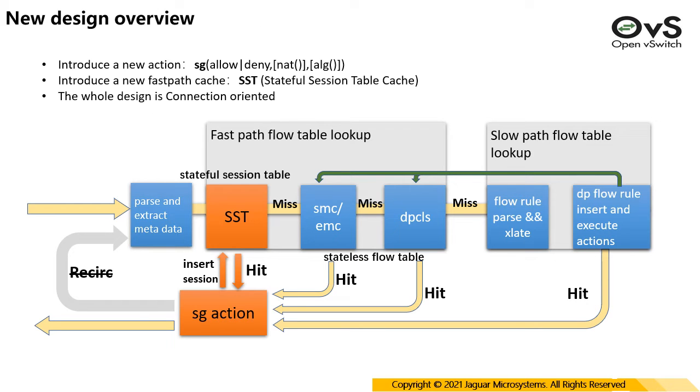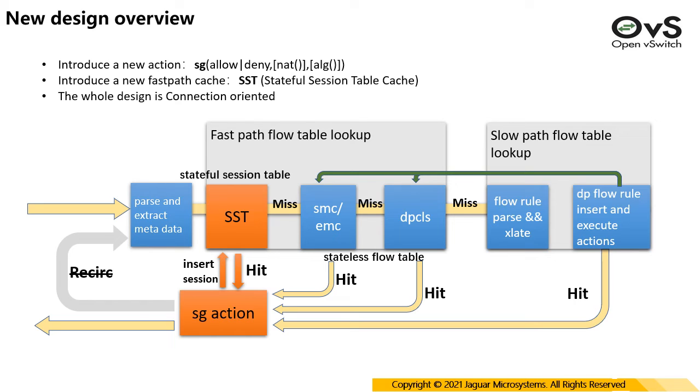This picture shows an overview of our new design. We introduce a new action named SG, short for Security Group. It provides the same function as the CT action, also supporting connection tracking, but with different semantics. We also introduce a new fast path cache named SST, short for Stateful Session Table, which will maintain the connection status for each received packet.